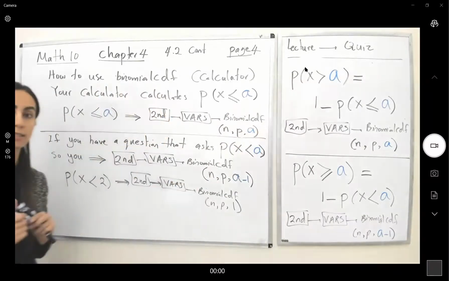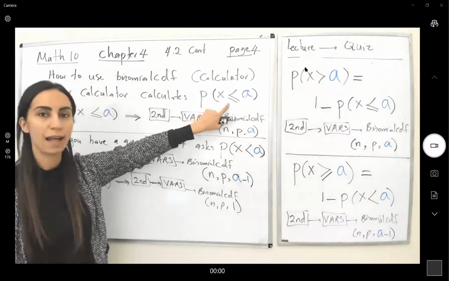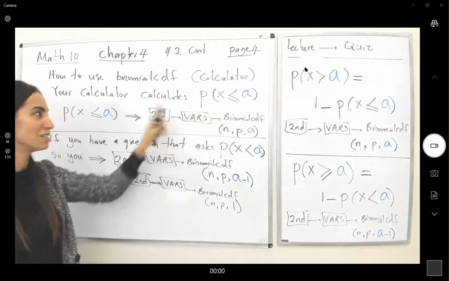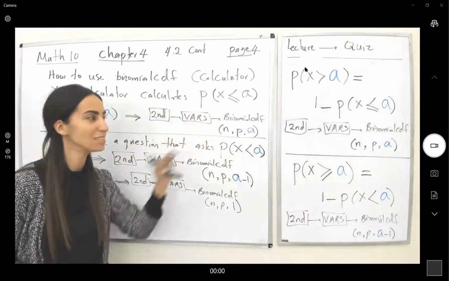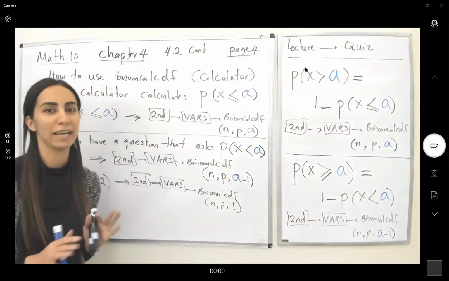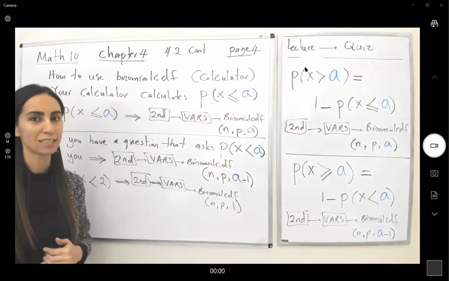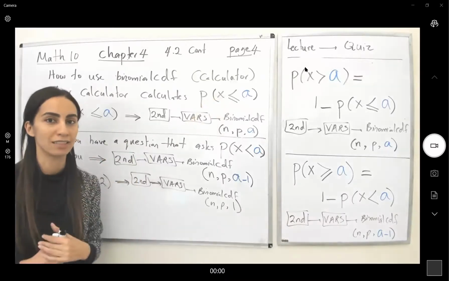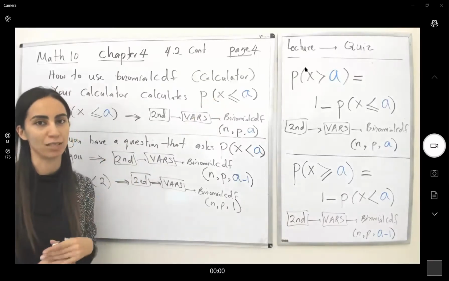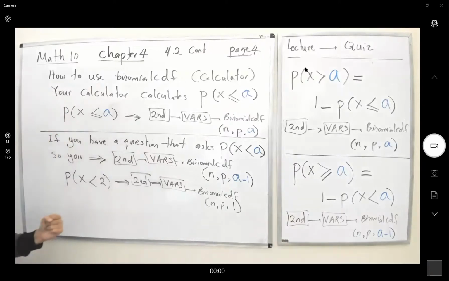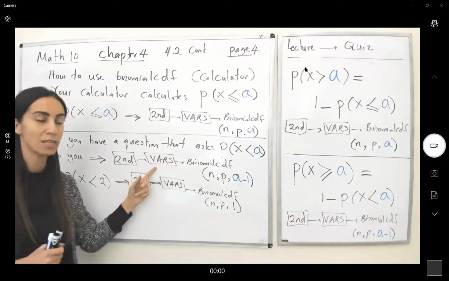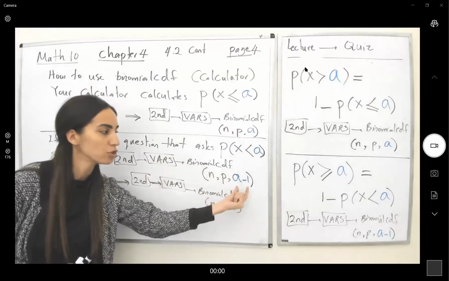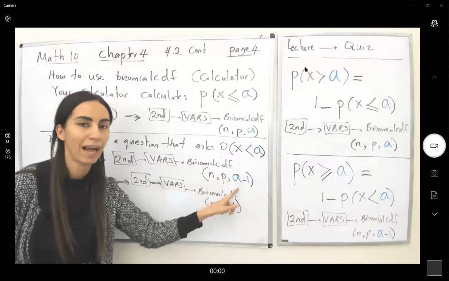So this is the case that you have less than or equal to. You just go to your calculator, second, vars, binomial CDF, and P, comma, A. I expect you to ask, what if equality is not included? How can I use my calculator? In that case, you go to second, vars, binomial CDF, and P. You have to subtract 1 from the value that you have.